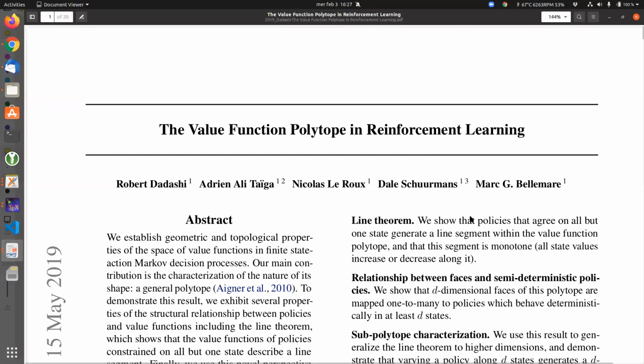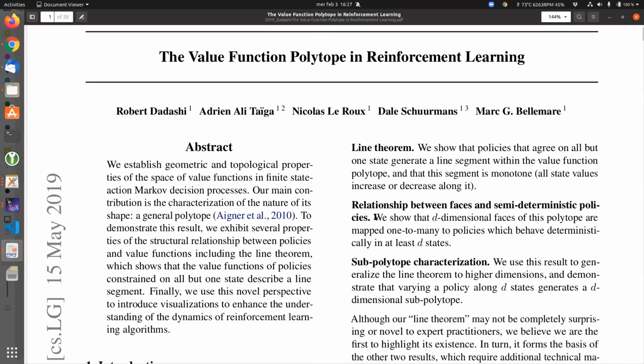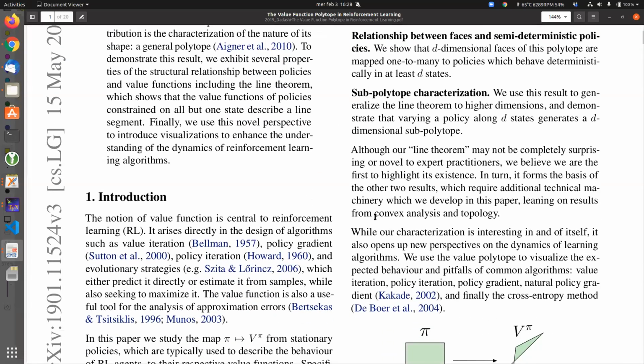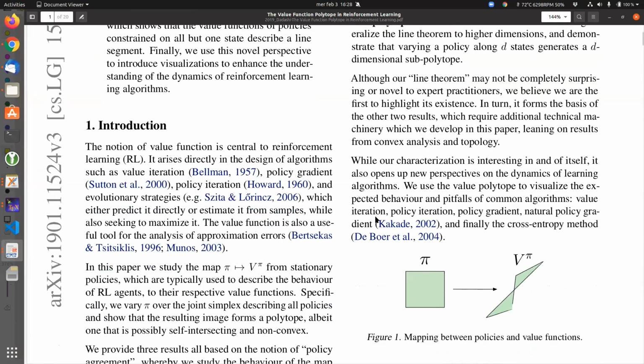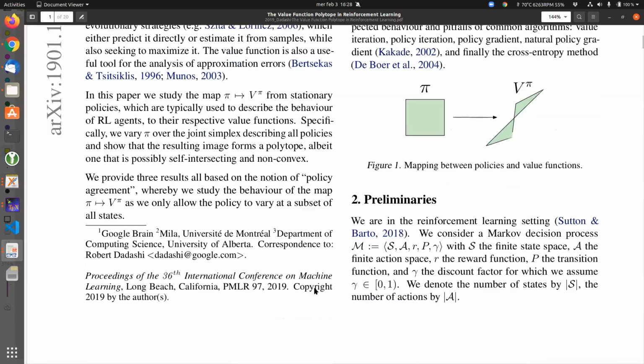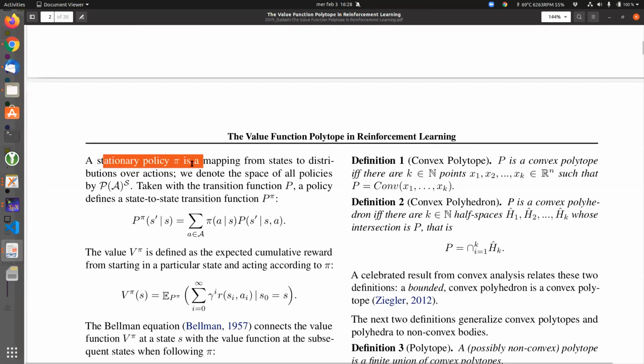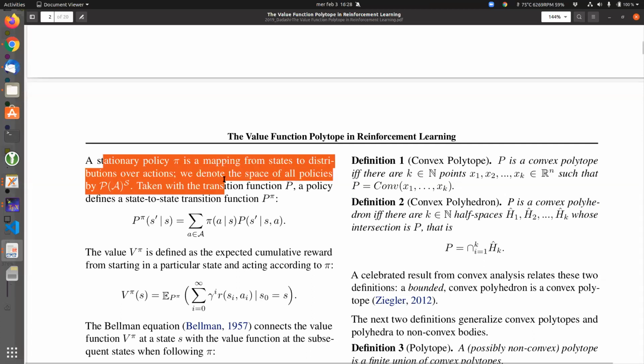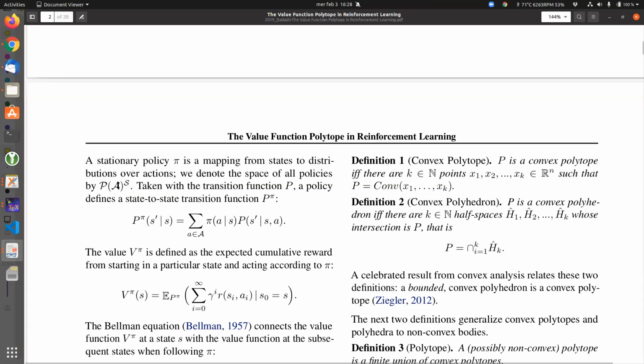trying to read this kind of papers that I'm showing you, because I think you should really be able to understand them very well. I don't mean the proofs and so on that can be deep in some sense, but I mean you can understand the terms, okay? For instance, here you see stationary policy is a mapping from states to distribution over actions. We denote the space of all policies by a function from the state to probability distribution over actions. And if you see this one, for instance, you can guess this is the model.